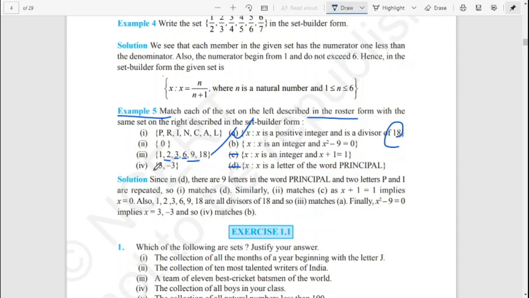So obviously the remaining one is the fourth and B. It matches, but you should know why it is matching. Here we have x square minus 9 equal to 0. So can we write x square equal to 9? So when we take square root on both sides, what will we get? X equal to, that is root of x square is x and root of 9 is plus minus 3. So we have two values for x, that is plus 3 and minus 3. The same thing is here, 3 and minus 3.